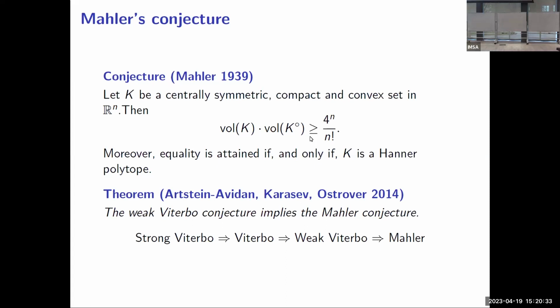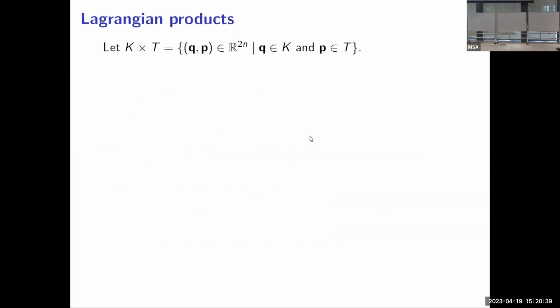And this is going to be relevant for what I'm going to tell you later in the talk, which is why I'm mentioning it. Okay, so let me explain the proof of this, and so you can see where the billiards come into the picture. So let's look at Lagrangian products. A Lagrangian product is where I take two subsets of R^n and I take their product, just like it's written here.